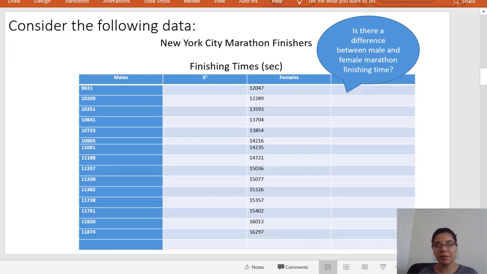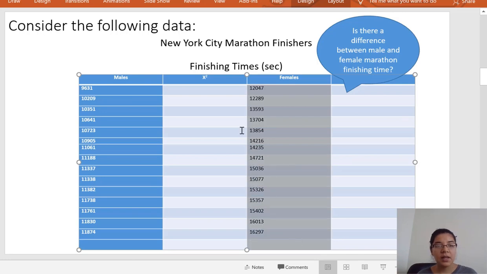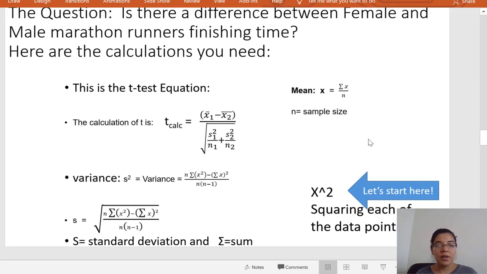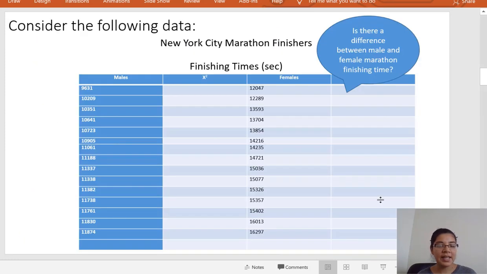Now let's look at the t-test. So consider the following data. You're given the data for New York City marathon finishers, for male and female. So for males right here in the first column, and then you're given it for females. You want to see, is there a significant difference in the finishing time of male runners versus female runners?